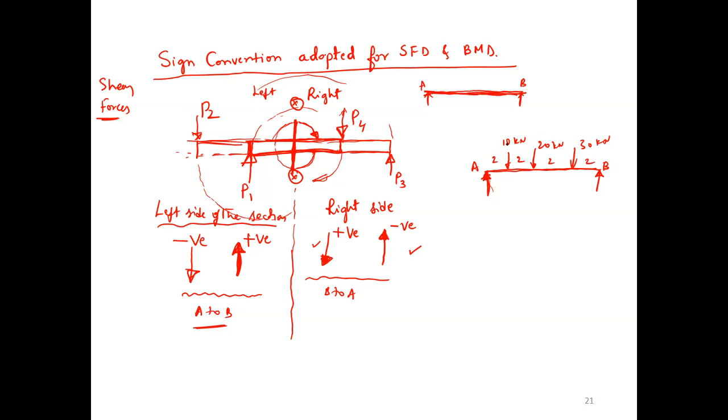If you take sigma Fy, that is 30 plus 30, 60. 60 is the total. If you take moment at B, you get 30 into 6 plus 20 into 4 plus 10 into 2, which is equal to 8 VB. Now you get 180 plus 80 plus 20, so 280. 280 by 8 is 35. So we get VB as 35 kilonewton. And what is VA? VA is the total load, 60 minus 35, 25.